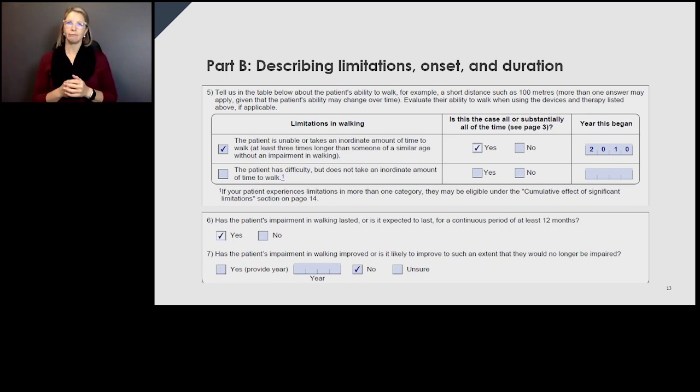Questions 6 and 7 ask about the duration and possibility for improvement of the condition. These must be answered for any sections you complete for the patient. In this case, the patient's impairment is expected to last at least 12 months and is not likely to improve.